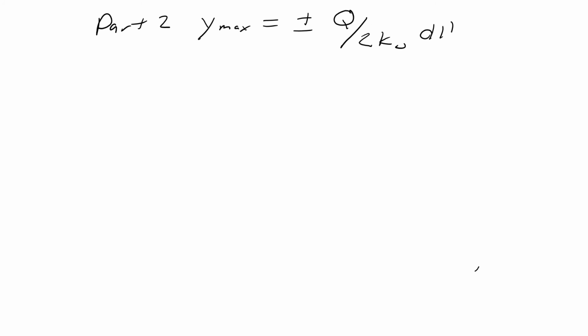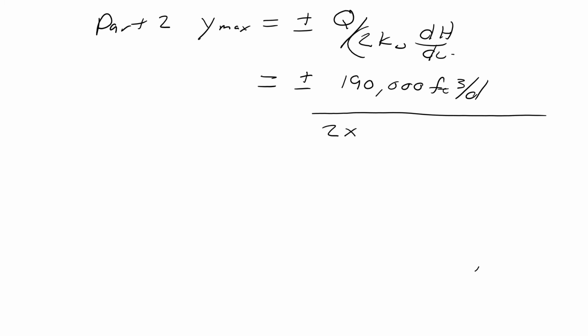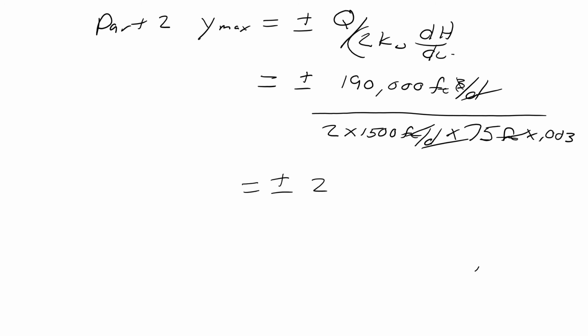Part 2, which is Y max, kind of the widest part of the capture zone. It's plus and minus Q over 2KB dh/dl, which equals plus minus 190,000 cubic feet per day over 2 times 1,500 feet per day times 75 feet times 0.003. Feet cancel, days cancel, and you end up with plus and minus 281 feet.